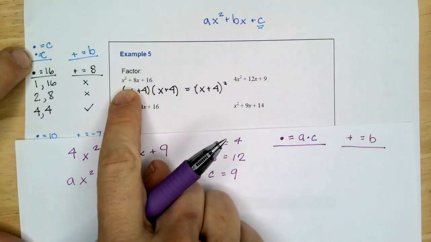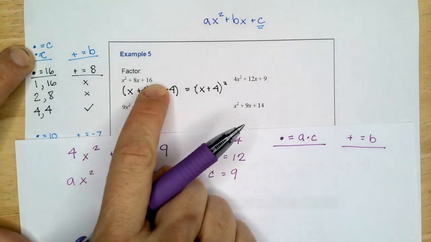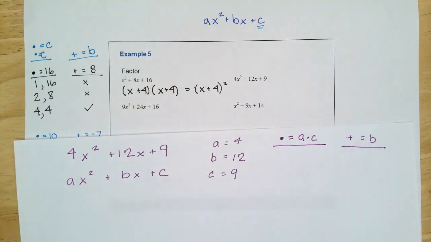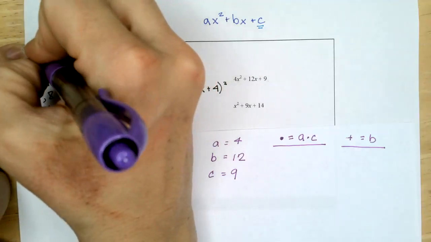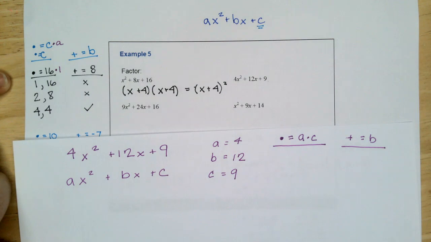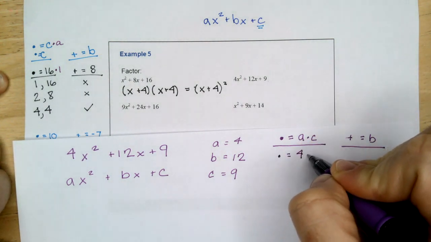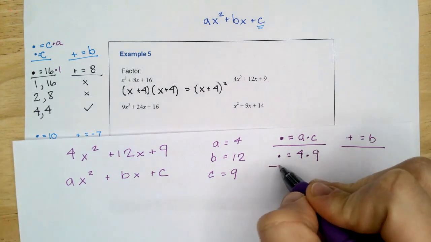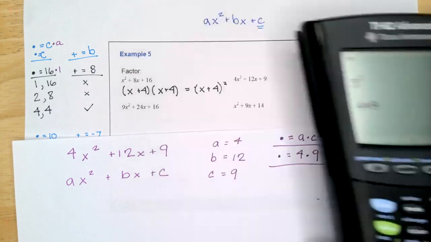So here, instead of saying a times c, since a was just 1, we said it was equal to c, which was 16. Good. But since a is not 1 for the 4x squared plus 12x plus 9, we're going to call this a times c rather than just c. You can also call this c times a, which would just be 16 times 1, which is still 16. So in this case, it should multiply to equal 4 times 9, right? 4 times 9 is 36.